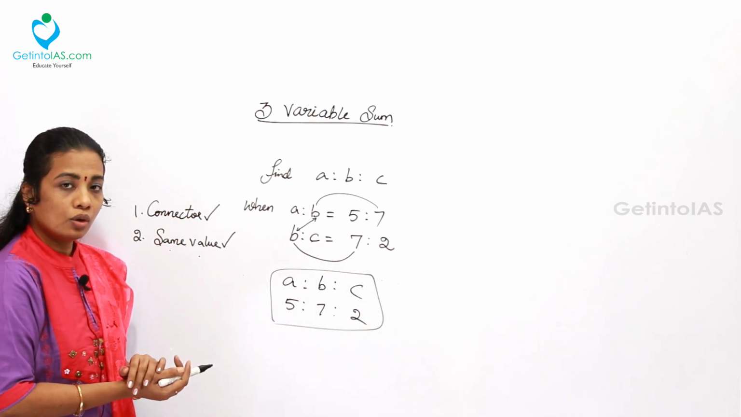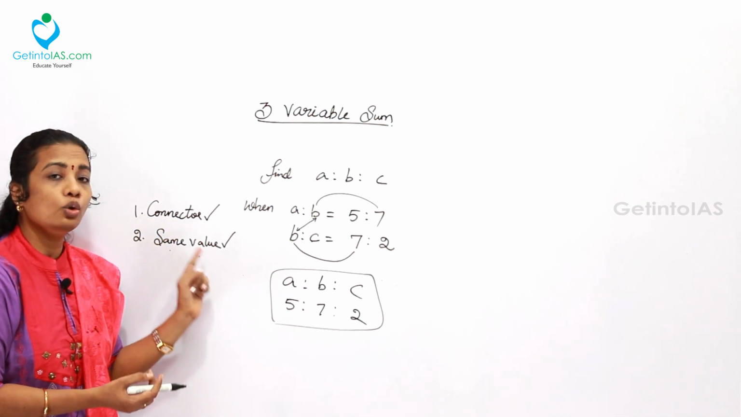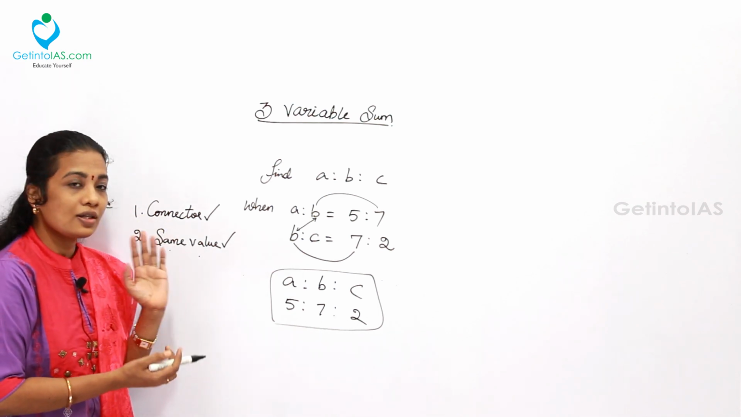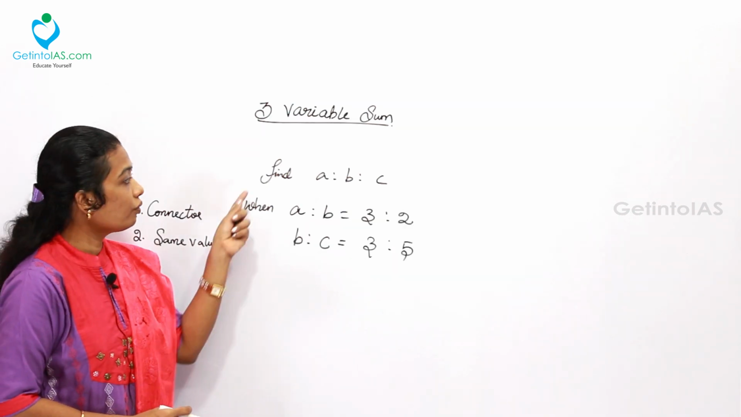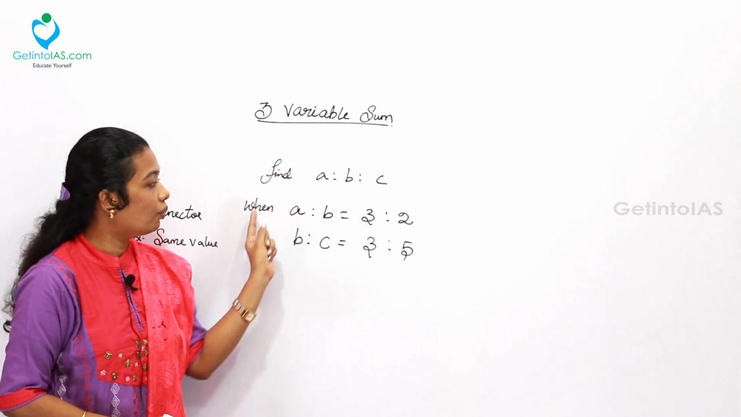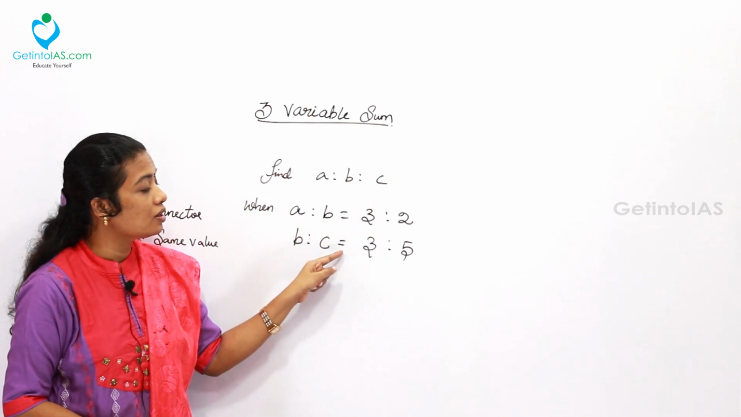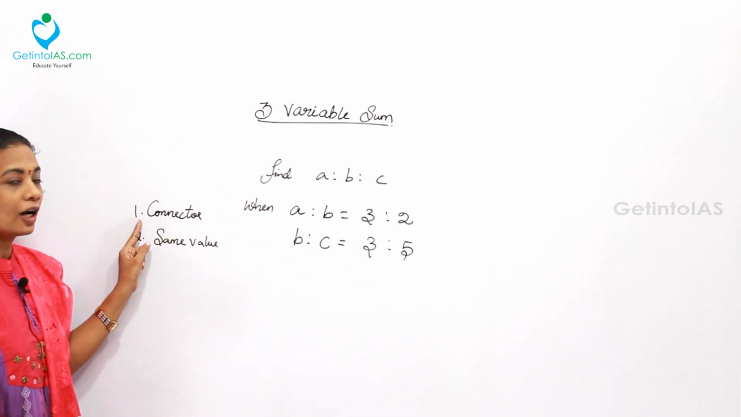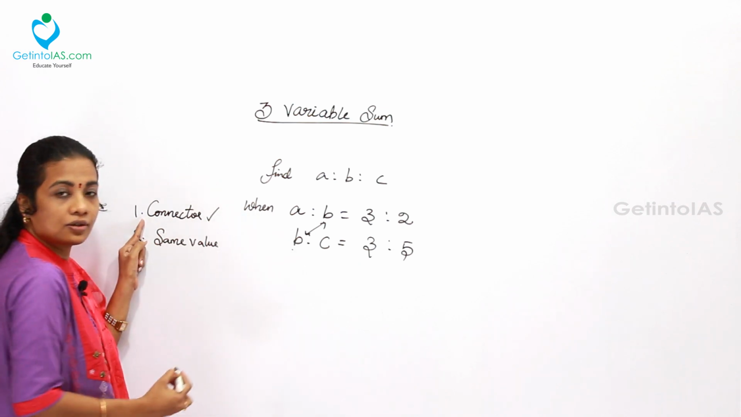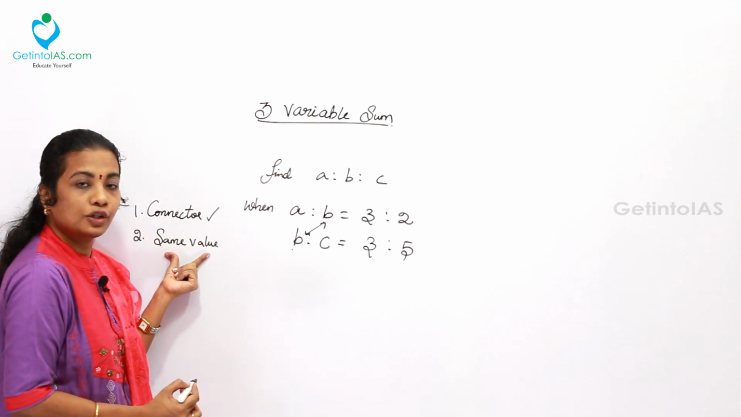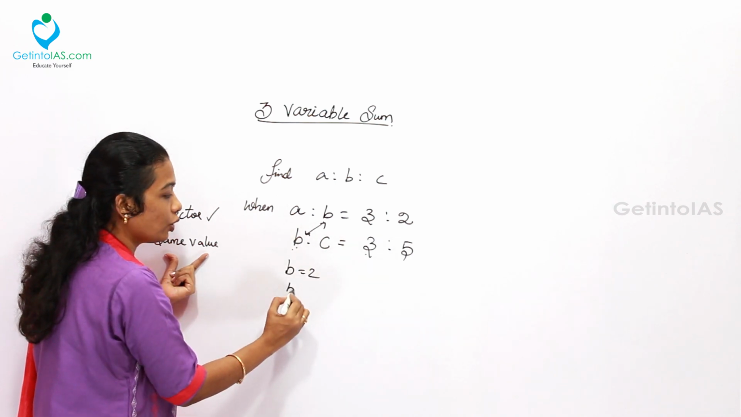Then type 2, only the connector will be presented and same value will not be given. In such a case, how to arrive at the answer? This is case 2. Find A is to B is to C when A is to B is equal to 3 is to 2 and B is to C is 3 is to 5. The first step, connector. Connector is presented, that is B, correct? Yes, first condition satisfied. What about the same value? In first case, B is equal to 2. In second case, B is equal to 3.